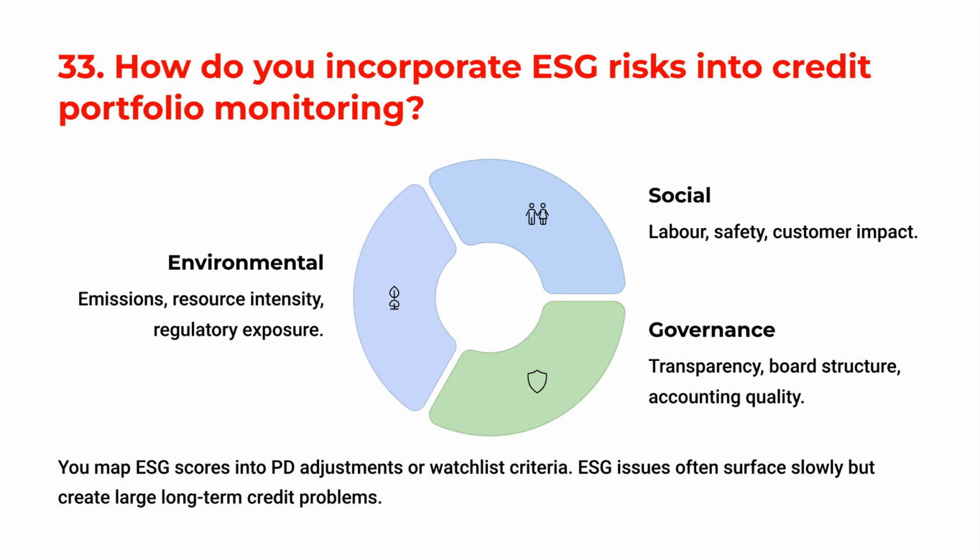How do you incorporate ESG risks into credit portfolio monitoring? You assess environmental risks, such as emissions, resource intensity, or regulatory exposure. You assess social risks: labor, safety, customer impact. You assess governance: transparency, board structure, accounting quality. You map ESG scores into PD adjustments or watchlist criteria. ESG issues often surface slowly, but create large, long-term credit problems.